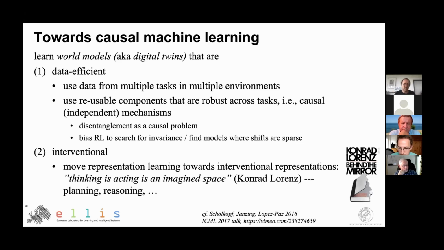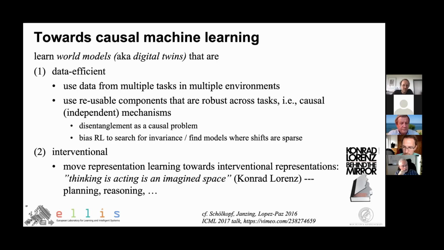We want this thing to have several properties that I think will be beneficial for the future of AI and machine learning. It should be data efficient, because we don't want to train a new model every time we have a new problem. So we have to be data efficient and be able to pool data from multiple tasks in multiple environments, just like animals and humans do. We use all the data we can get, even if the tasks are different.